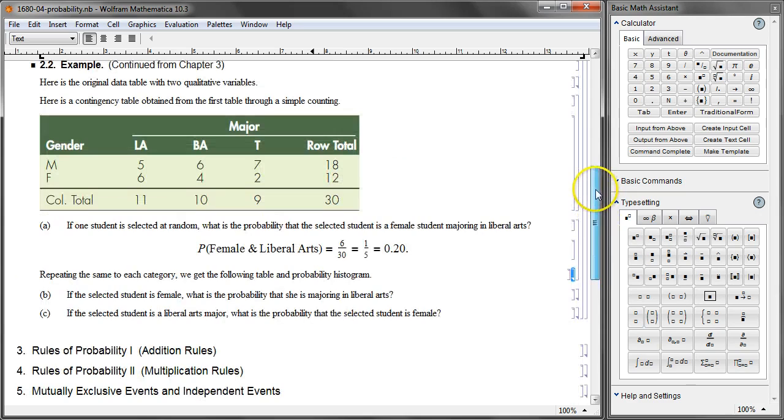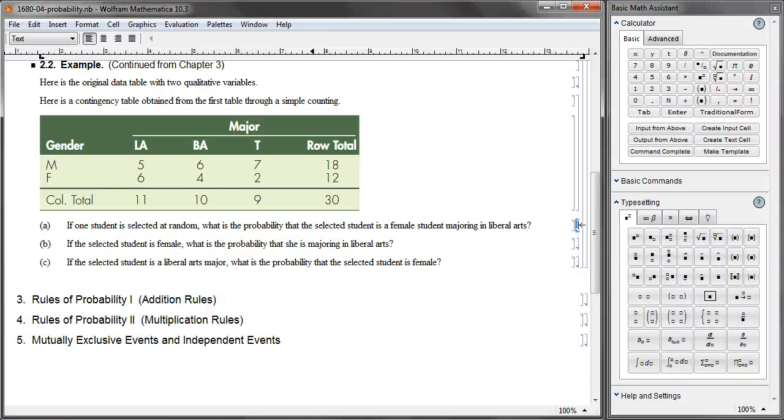And then you can do the same thing with the other condition. If the selected student is male, what is the probability that he is majoring in technology? We can answer those kind of questions. And then the selected student is male, so the denominator will be 18, and you have to consider 7 over 18, kind of like that. You can change this problem into a variety of settings.